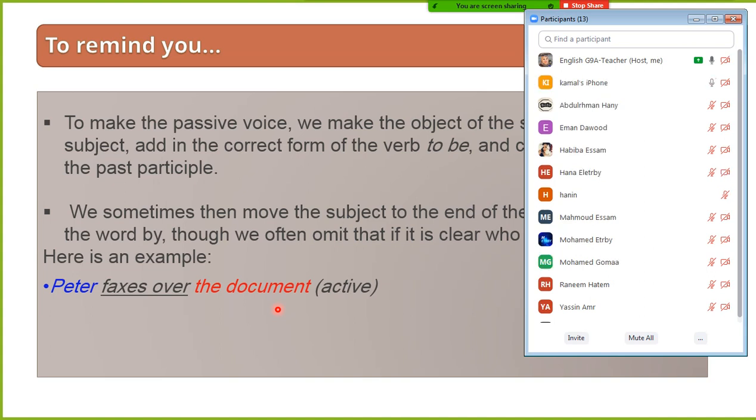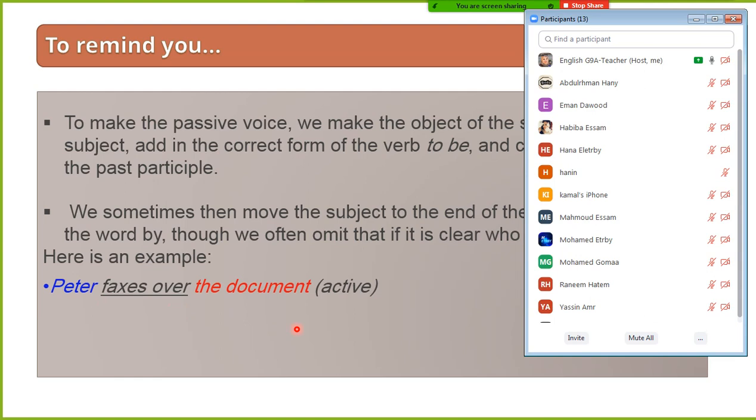Kamal, where is the doer in this sentence? Not the door, the one who makes the action. Peter, thank you. So here the subject is the doer.